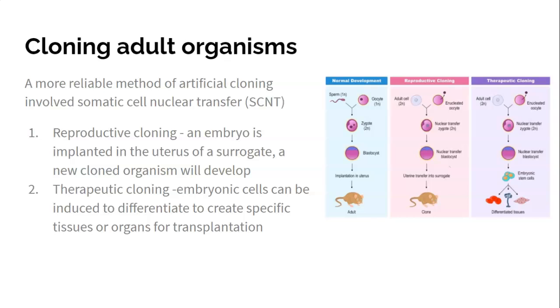Reproductive cloning is when an embryo is implanted in the uterus of a surrogate and a new cloned organism will develop. So you take that embryo and you just put it into a surrogate.